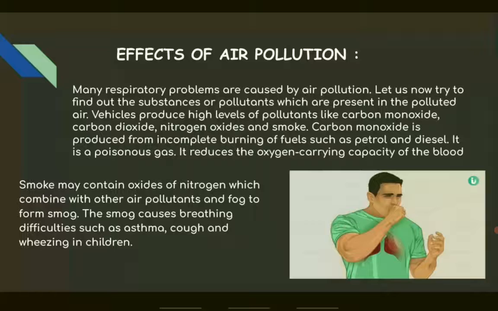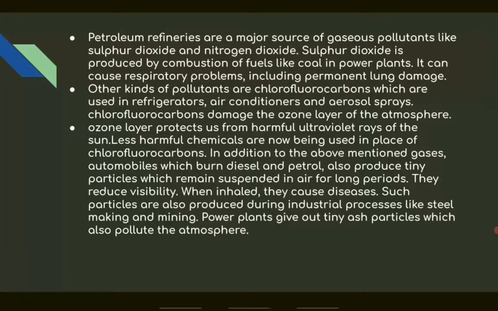Smoke may contain oxides of nitrogen, which combine with other air pollutants and fog to form smog. The smog causes breathing difficulty such as asthma, cough, and wheezing in children. Petroleum refineries are a major source of gaseous pollutants like sulfur dioxide and nitrogen dioxide. Sulfur dioxide is produced by the combustion of fuels like coal in power plants. It can cause respiratory problems including permanent lung damage.